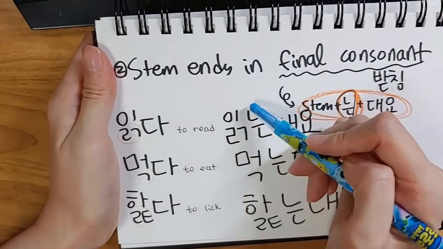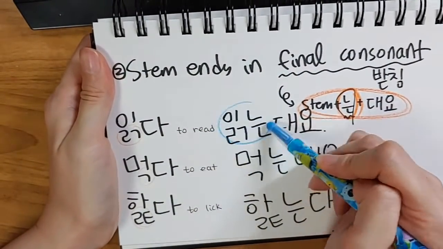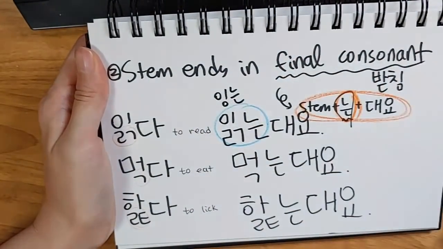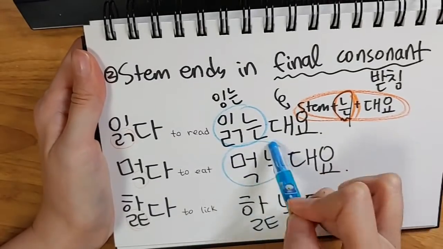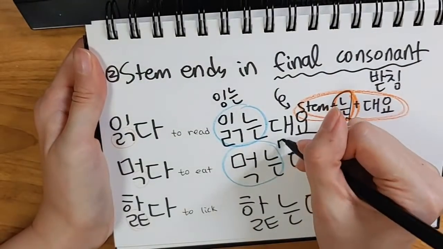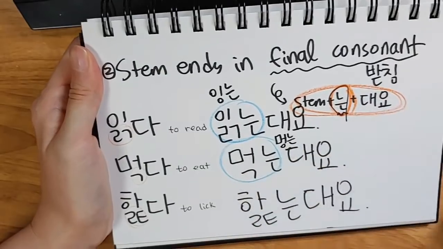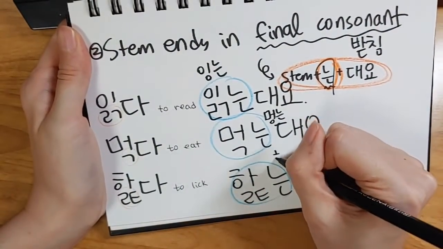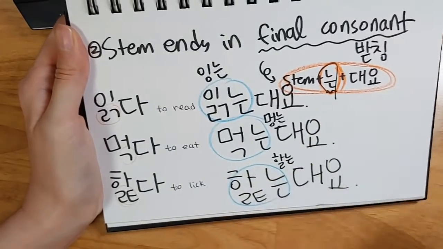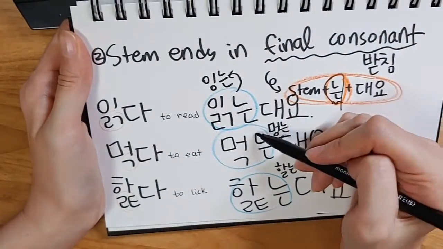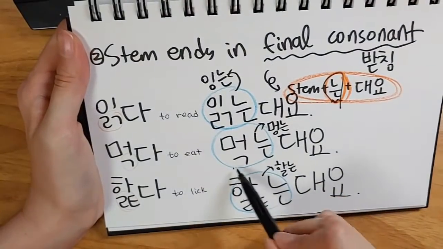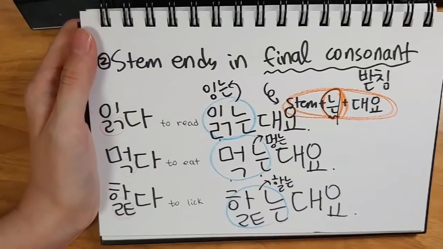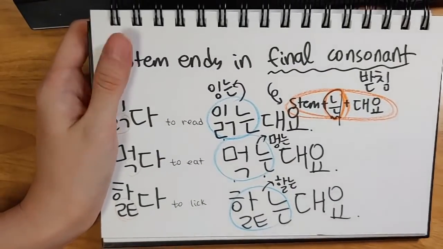So here, guys, 읽는대요 is pronounced differently because of the consonant assimilation. 먹는대요 is pronounced 먹는, and 할는대요 is pronounced 할는. So just like we learned in consonant assimilation, you don't have to enunciate every word. You can just follow your natural flow of the pronunciation, and that's what consonant assimilation is all about.